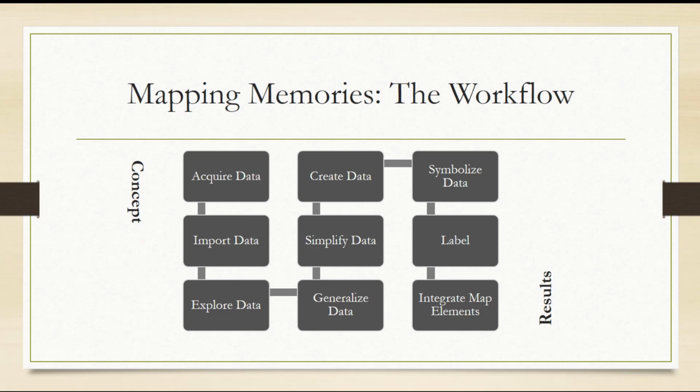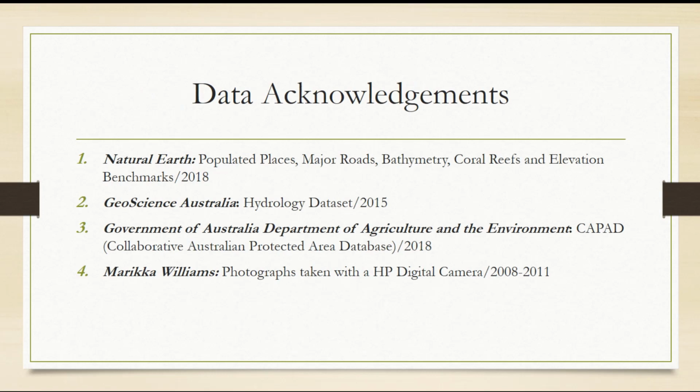This is the workflow that I have found to be most efficient for producing a cartographic product. I start by researching the concept, then I acquire, import, and explore the available data. Next, I generalize and simplify the existing data and create additional data as needed. Then I symbolize the data, add labels, and integrate map elements to complete the map. The data that I selected to be included in the map was from Natural Earth, Geoscience Australia, and the Government of Australia, Department of Agriculture, and the Environment.